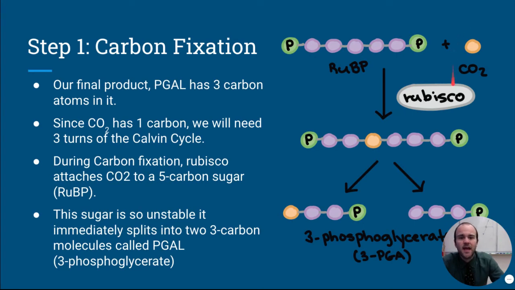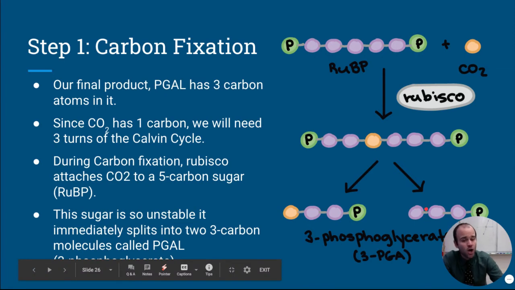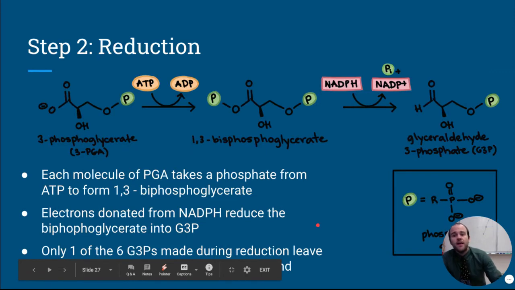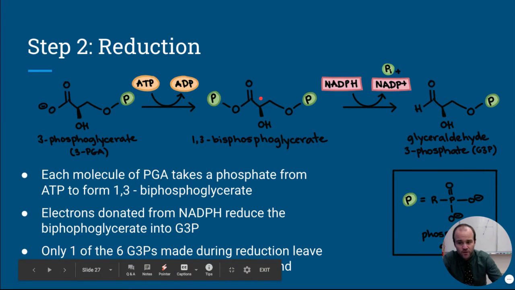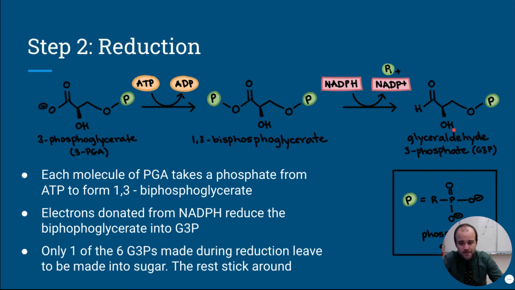CO2 comes in and Rubisco is going to bind that to a 5-carbon sugar. So you can see there's a 5-carbon sugar in there. Rubisco is going to fix that carbon into that to make a 6-carbon sugar. Unfortunately, this sugar is extremely unstable, and so it's going to break into 2 3-carbon molecules called PGAL. Now each of these molecules is going to take a phosphate from ATP to get converted slightly. Electrons are going to be donated from NADPH, and it's going to get converted again.